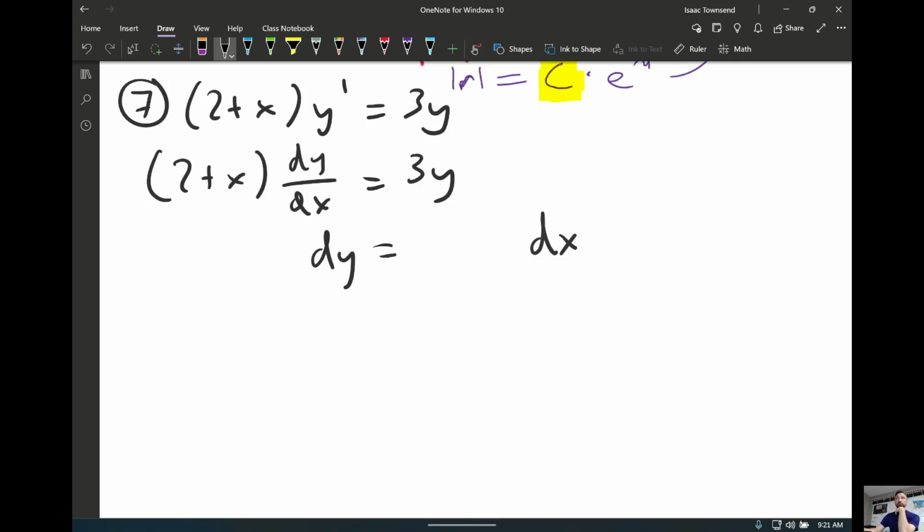I don't know, you can choose what you want to do with the 3. You can leave it or you can divide it, but this y needs to move over. So I guess I'll just divide both sides by... Actually, no. I'm going to leave the 3 over here. It's really just a preference thing. And divide both sides by 2 plus x. Now the variables have been separated. Okay, now I want you to think about what comes next and try to do that.